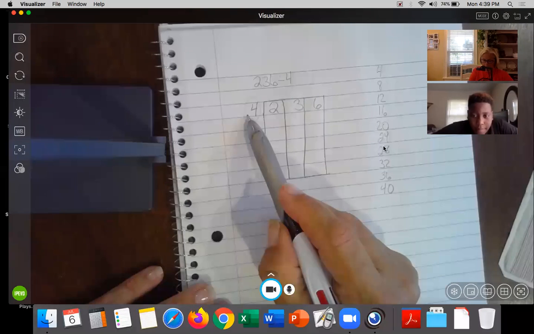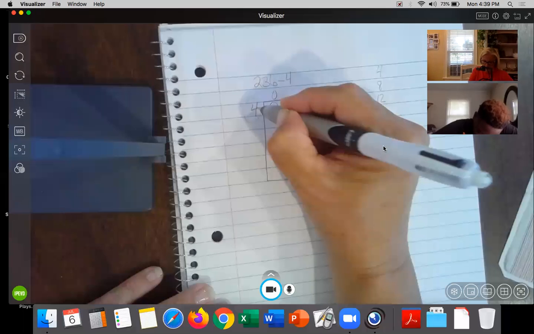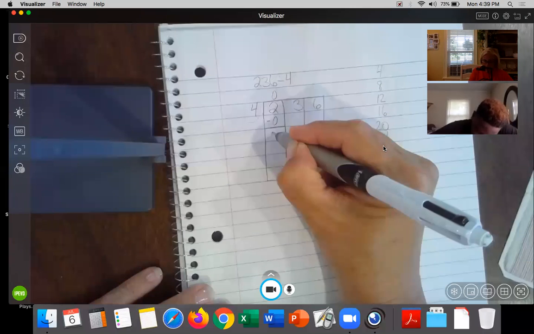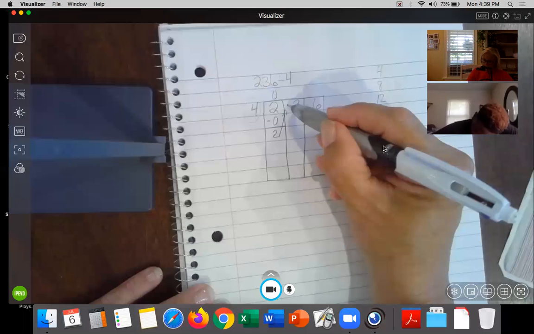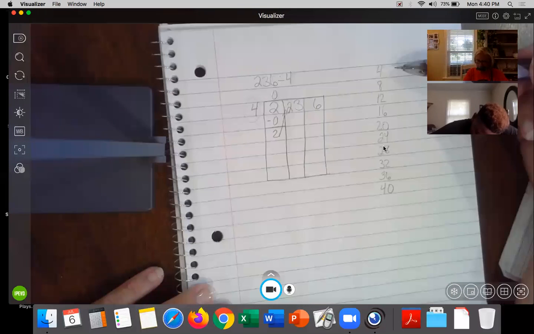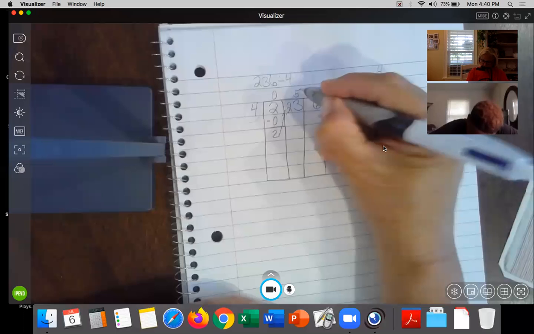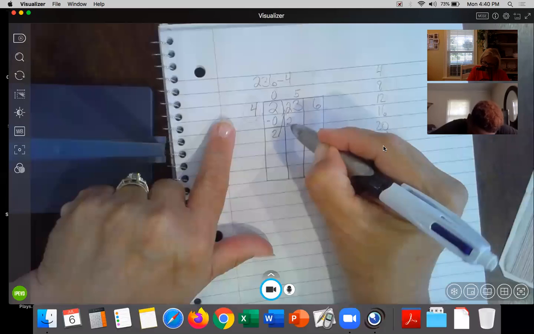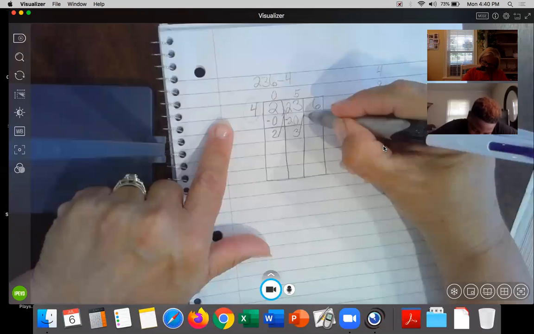4 goes into 2, 0 times. 0 times 4 is 0. I'm going to subtract. I get 2. I take this 2 and I put it over here. 4 goes into 23. Let's look how close we can get to 23. 1, 2, 3, 4, 5 times without going over. So 5 times 4 is 20. I'm going to subtract and I get 3. Take that 3 next to this next column.